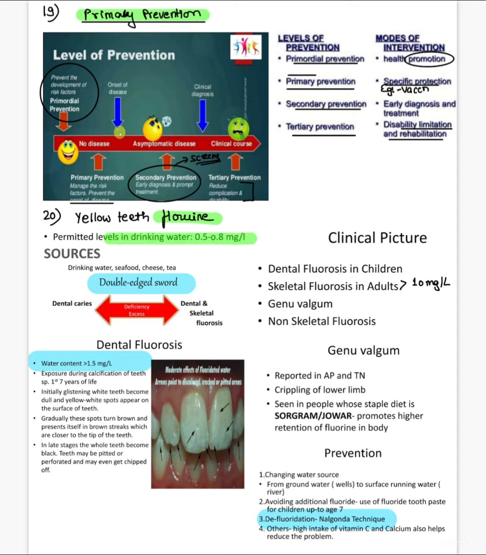The normal fluorine is 0.5 to 0.8, guys. This is all taken from your Park. If you read Park, guys, they have written very carefully. This fluorine is a double-edged sword, because excess will cause problems and deficiency will also cause problems. It can cause dental caries, or in excess it may cause dental and skeletal fluorosis, guys. Dental fluorosis occurs when it is more than 1.5 milligram per liter, and when the exposure is early in life. Skeletal fluorosis occurs if it is more than 10 milligram, guys, and it can also cause crippling fluorosis. And genu valgum is seen in patients whose staple diet is sorghum or jowar.